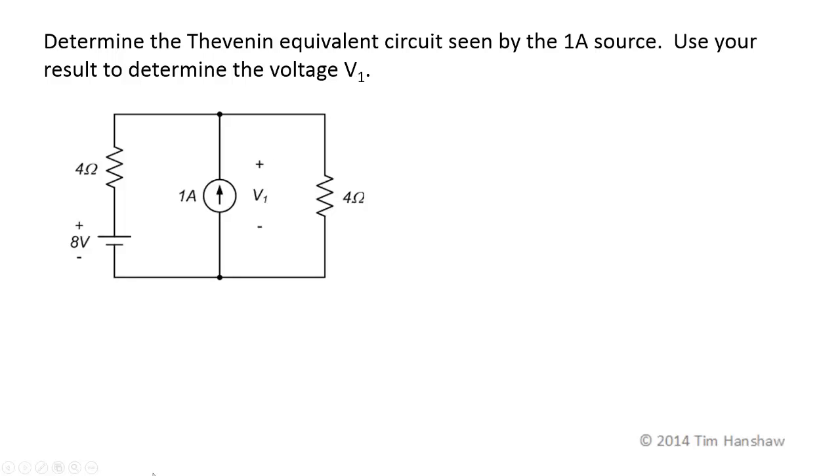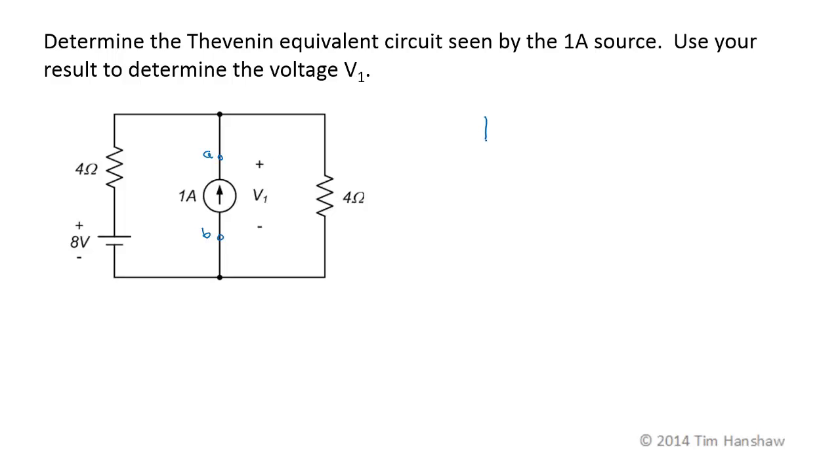In this problem, we want to determine the Thevenin equivalent circuit seen by the 1 amp source. That means what we want to do is take the 1 amp source out of this circuit at its terminals, say A and B, and determine the voltage current relationship that the rest of the circuit is applying across those terminals. That'll be our Thevenin equivalent circuit.